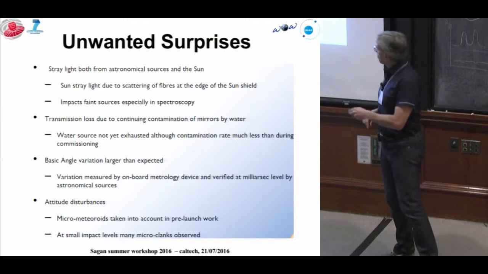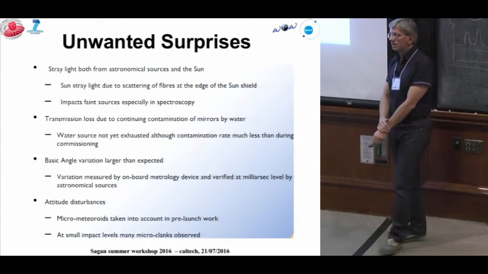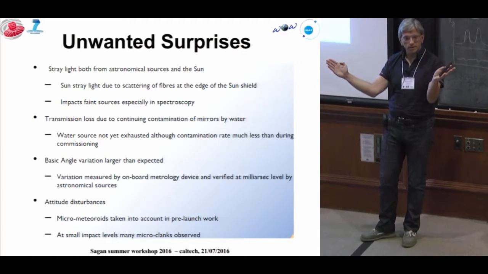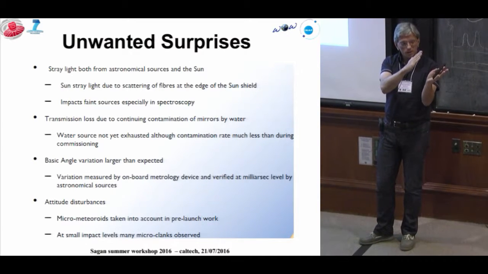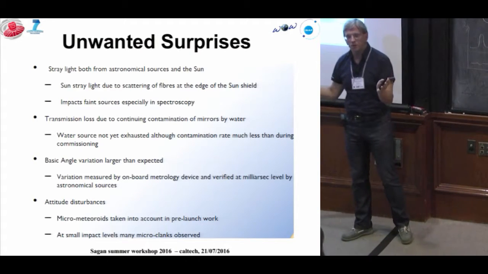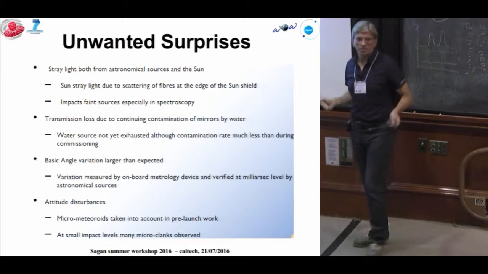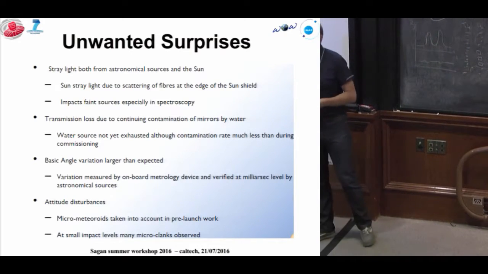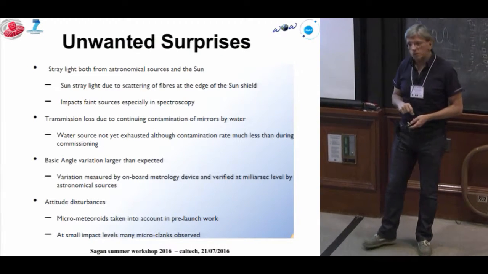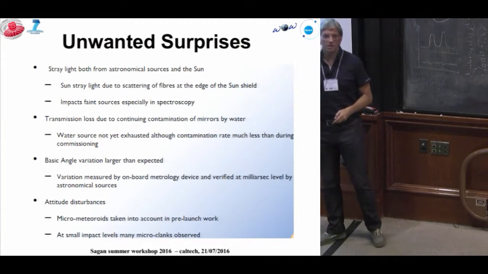This is the most interesting one. It was not supposed to happen. The basic angle monitoring device was supposed to tell us that the basic angle of 106.5 degrees between the two fields of view was constant within a very small number, that in angular units corresponds to microarcseconds. And the basic angle monitoring device is actually measuring variations of this basic angle of the order of 3 orders of magnitude larger, milliarcseconds.